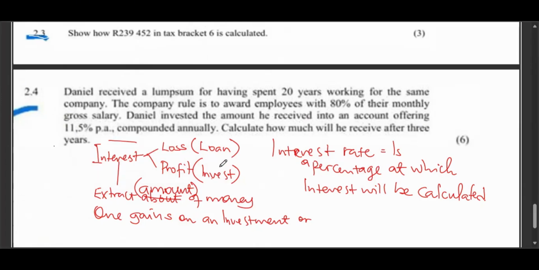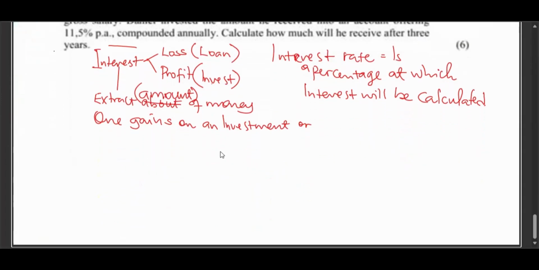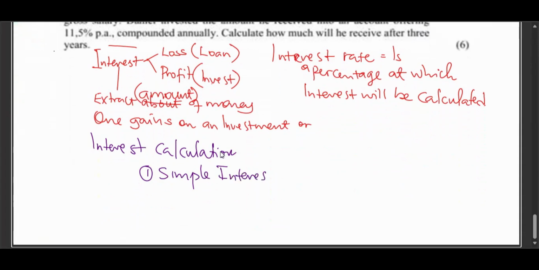All right. We have two types of interest calculations that we expect. The interest calculation. One is the simple interest. And the two, it's what we call the compound interest.